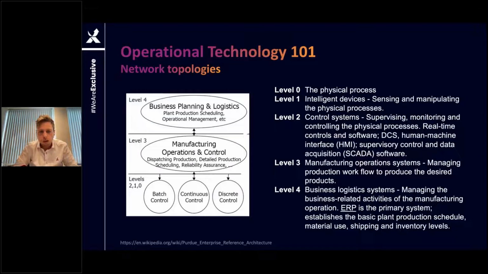So level 4, there we will have, for example, our ERP system, which gives the assignment to a manufacturing operations system to start producing a car, milk, clothing, whatever. These systems contain all the global knowledge of all the processes in the factory, will be used for billing, etc. So that's level 4. Level 4 IT, everything from level 3 and below is mainly OT, operational technology.